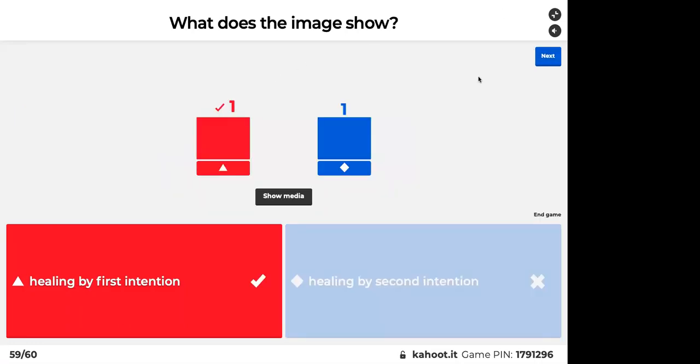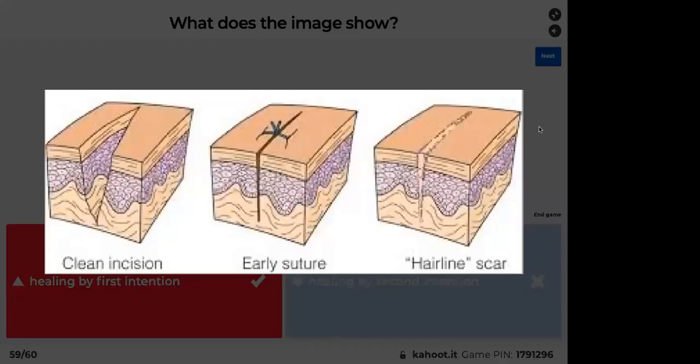Yeah, so the image shows healing by first intention. That's when you have a clean cut, and the two opposing sides of the injury are close together. And if we go to the next slide, we have a picture of healing by second intention.